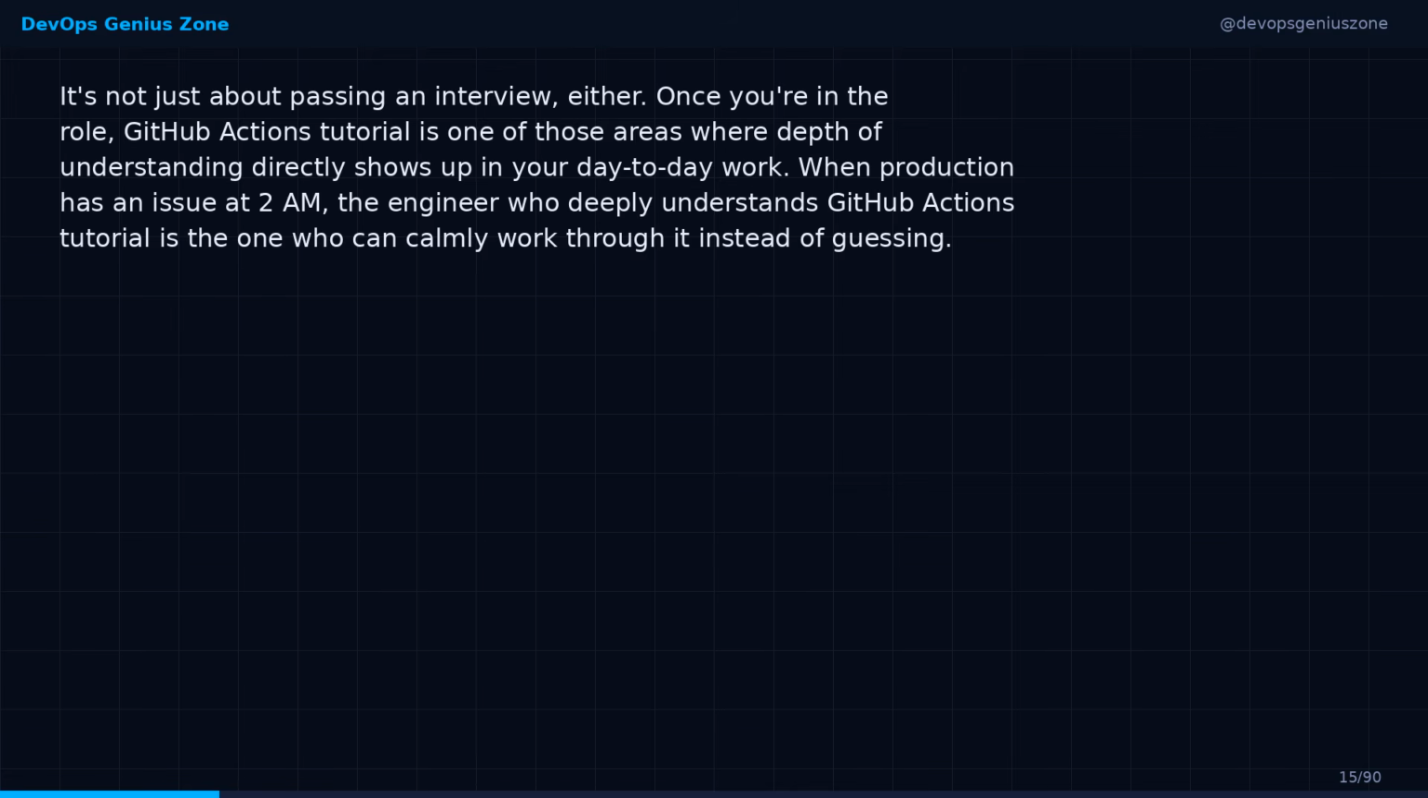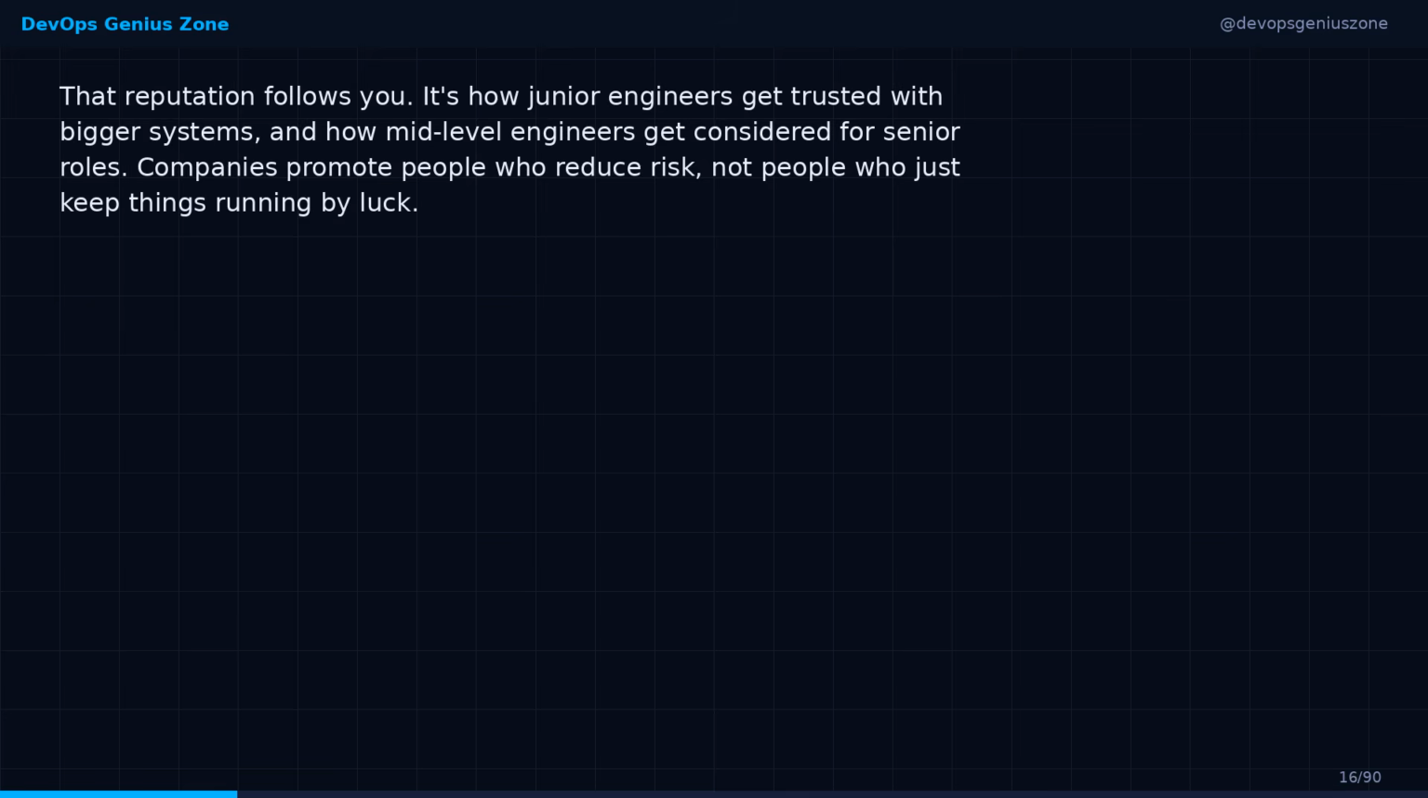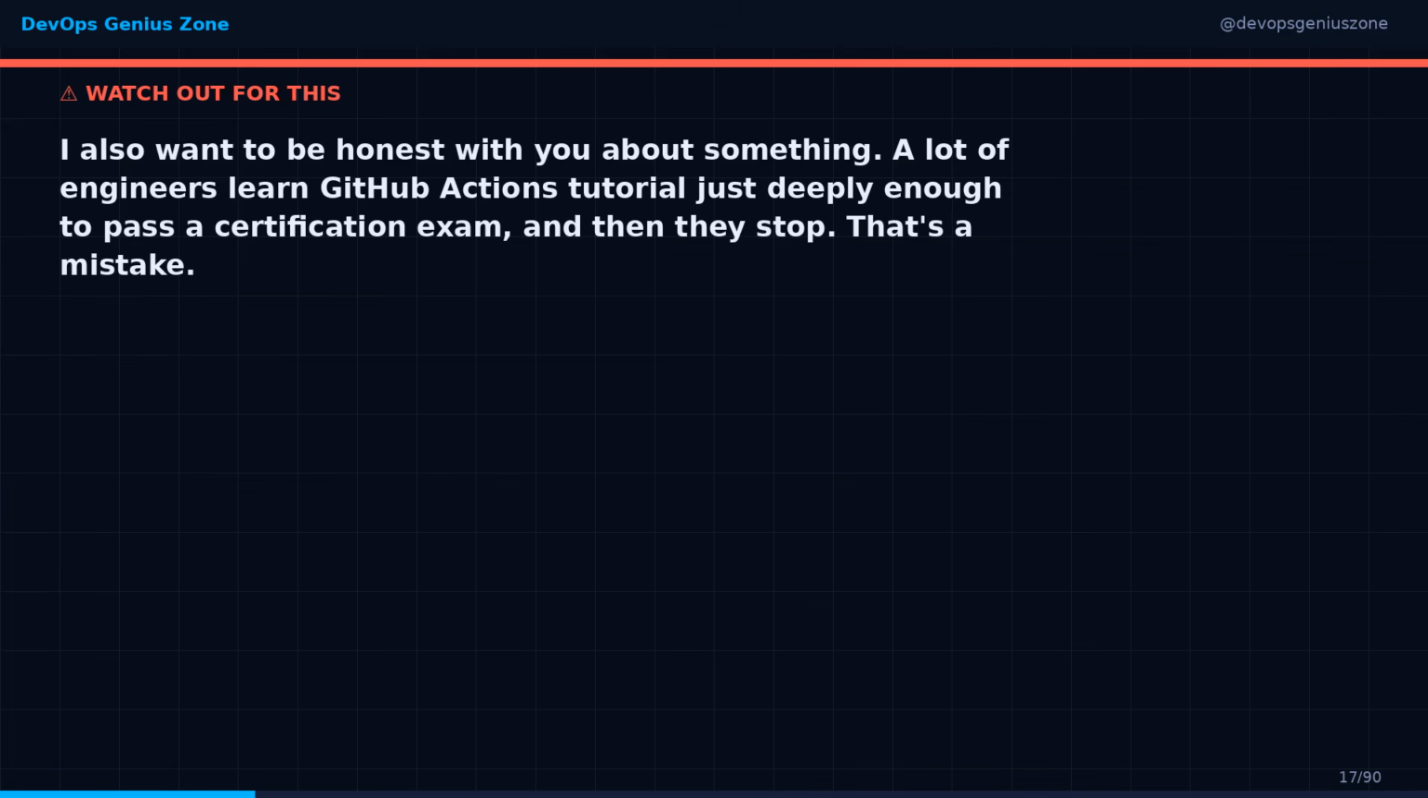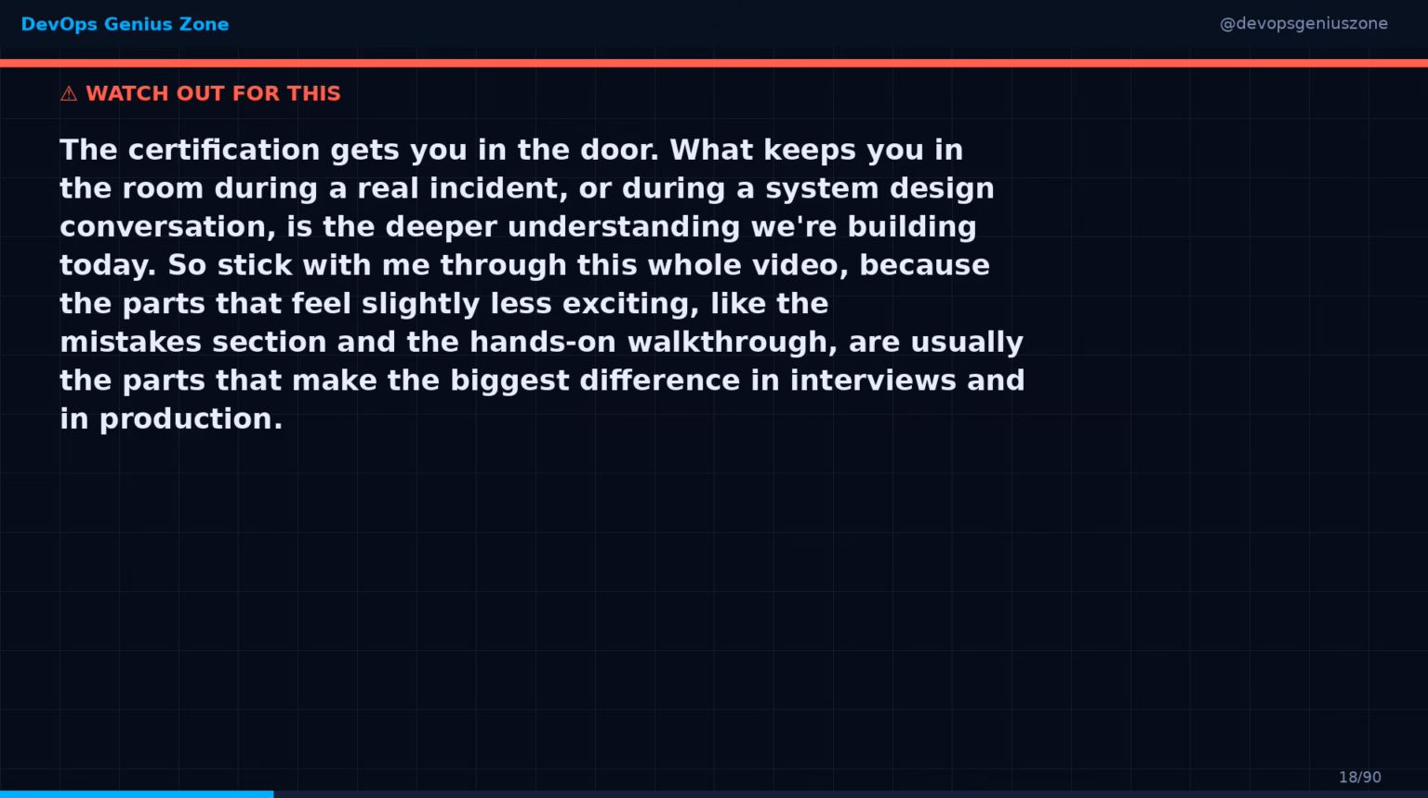I also want to be honest with you about something. A lot of engineers learn GitHub Actions tutorial just deeply enough to pass a certification exam, and then they stop. That's a mistake. The certification gets you in the door. What keeps you in the room during a real incident, or during a system design conversation, is the deeper understanding we're building today. So stick with me through this whole video, because the parts that feel slightly less exciting, like the mistakes section and the hands-on walkthrough, are usually the parts that make the biggest difference in interviews and in production.